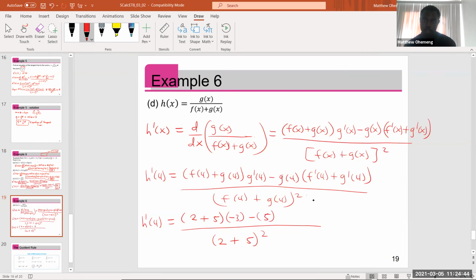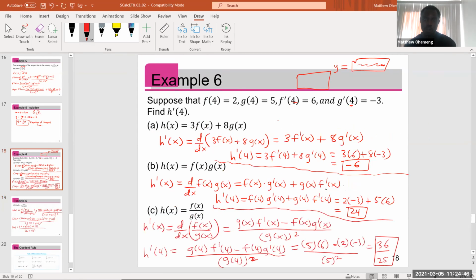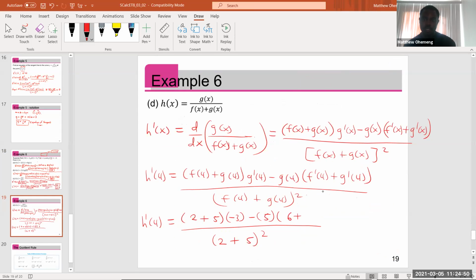So pick my numbers there. And then f prime of 4. F prime of 4 is 6. And then plus g prime of 4. G prime of 4 is negative 3. So plus negative 3. So what do we get? Well, this one is just going to be 2 plus 5 is 7. And 7 times negative 3 is negative 21, right? And then here we have 6 minus 3, which is 3. And then 3 times 5 is 15. So we have minus 15. And all over 7 squared, which is 49.